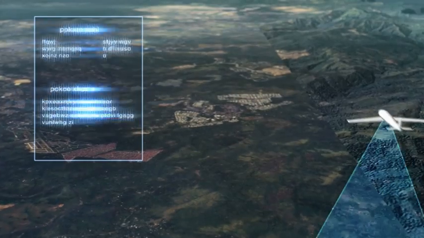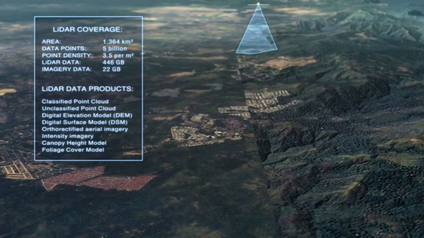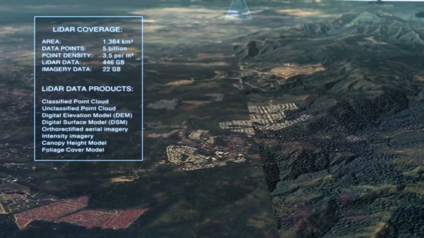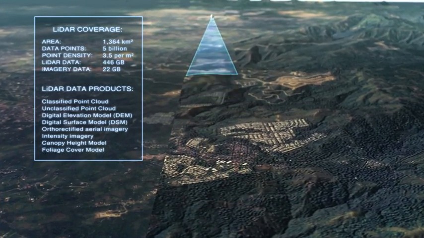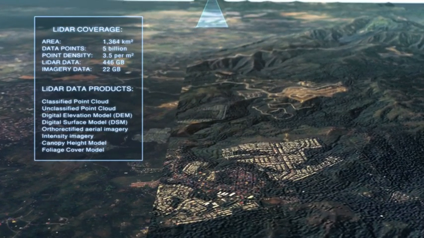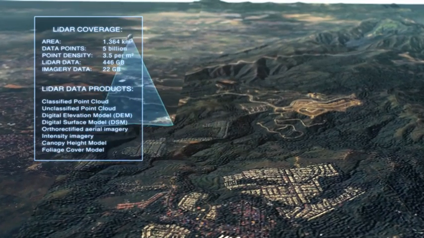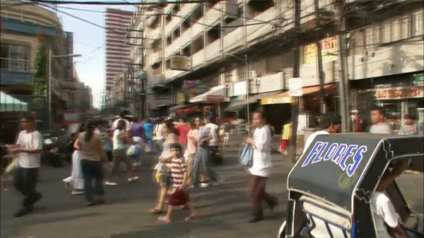LiDAR, light detection and ranging, was the first major set of data to be collected. An aircraft flying over the Greater Metropolitan Manila area used a special laser scanning device to measure the profile of the landform and the heights of such features as trees and buildings. From these measurements, a digital elevation model, or DEM, was constructed. The model gives us an overview of an area that is home to about 12 million people.